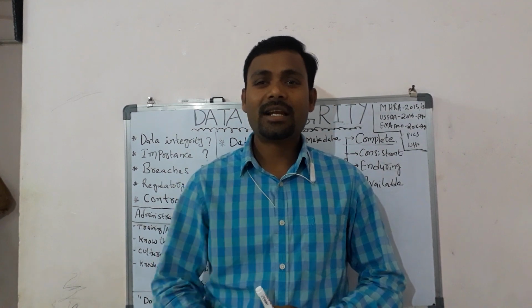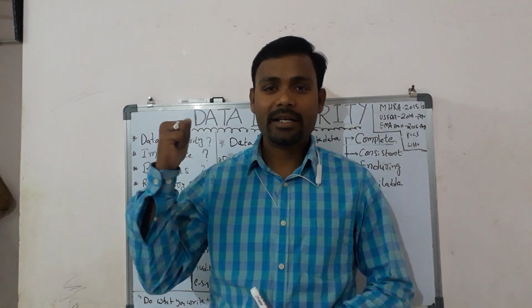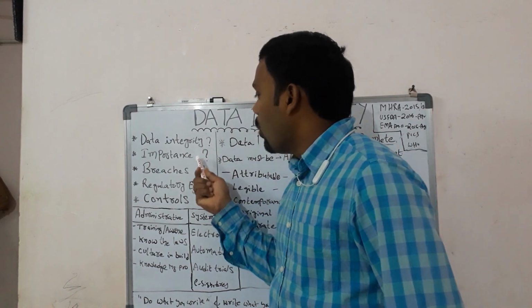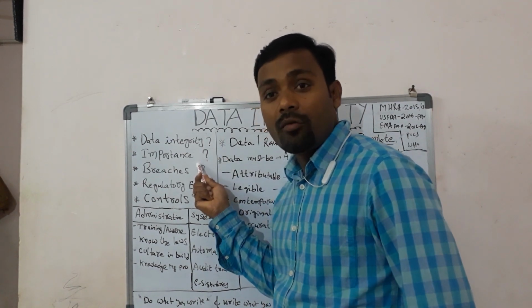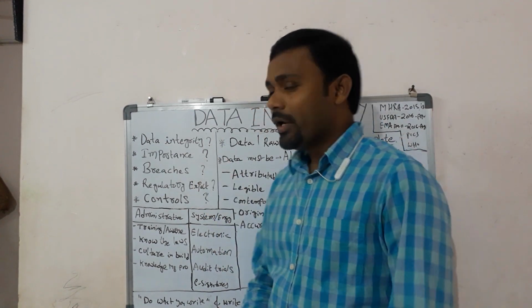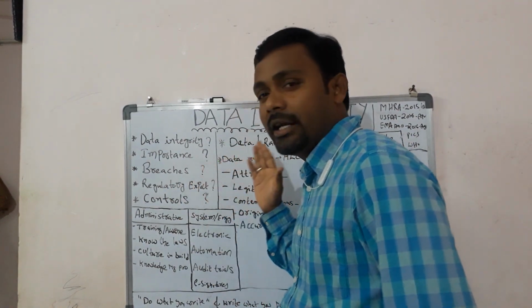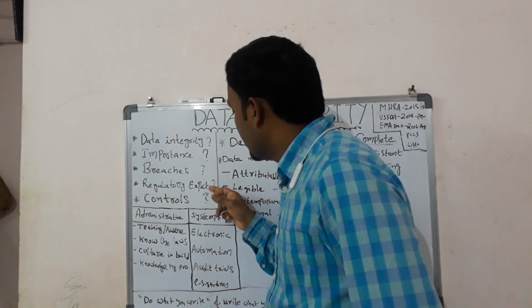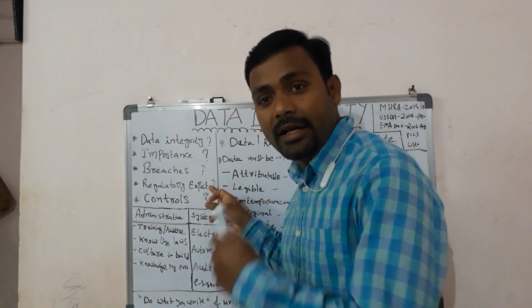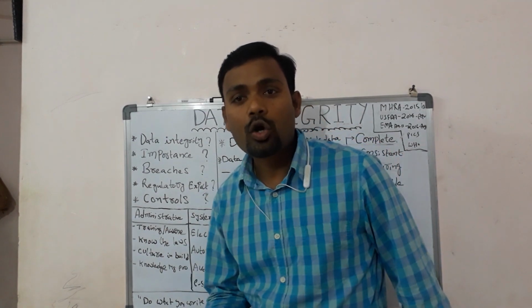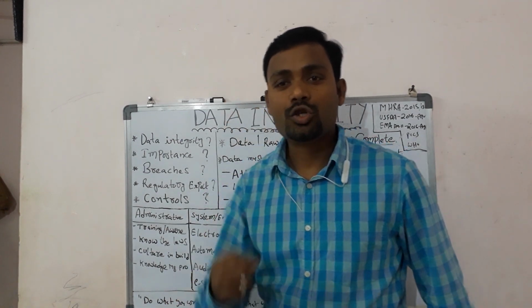In my previous session, I discussed data integrity in part 1: what data integrity is, and what the importance of data integrity is in our pharmaceutical industry. So in part 2, we will discuss the breaches that lead to data integrity problems, what the regulatory guidance or expectations for data integrity are, and what controls we can implement in our system to control data integrity problems as well as these issues in the system.